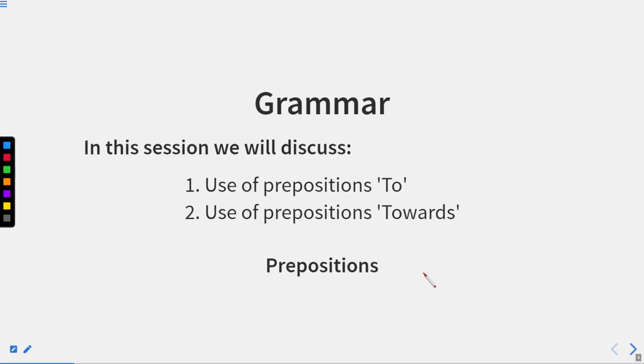And in this session, we will discuss two prepositions. One is preposition to and another one is preposition towards. Now, both of these prepositions are similar, but they are not, of course, similar. What are the differences between these two prepositions? We will discuss in this session. So let's begin the session.